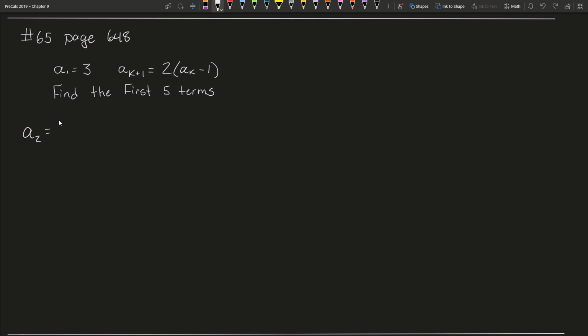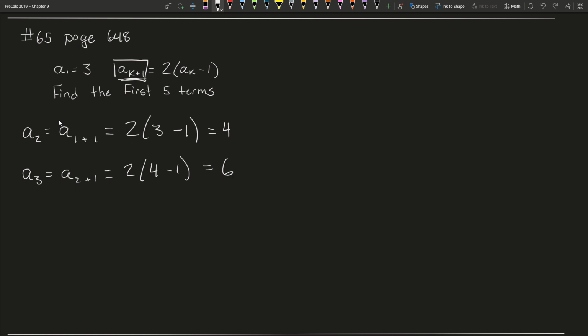A2, the second term, can really be written as A1 plus 1. So it's 1 after the first term, because we want it in this form, Ak plus 1. If we write it that way, we can rewrite it as 2 times A1 minus 1, which is just equal to 4. Then we do that for A3. We can rewrite A3 as A2 plus 1. So this is 2 times 4 minus 1, which ends up being 6. And then we can keep doing that.